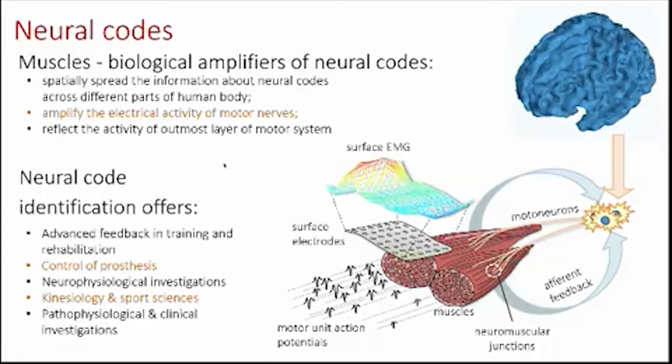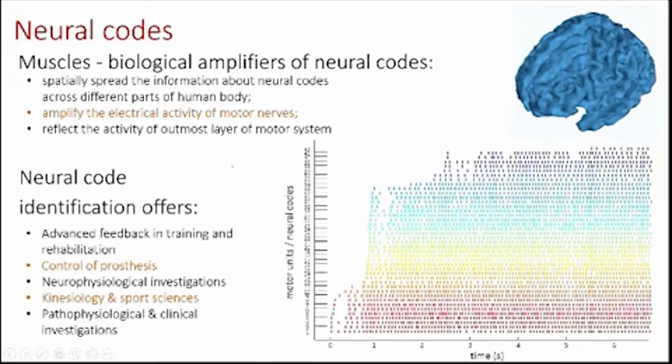And one crucial advantage of our technique is that it really sees a lot of neural codes. If you compare this to clinical intramuscular needle EMG, which sees only a few neural codes, we can see tens of neural codes. Our record currently is more than 70 neural codes from skeletal muscle. In this example, you can see 42 neural codes extracted from healthy muscle in static contraction.